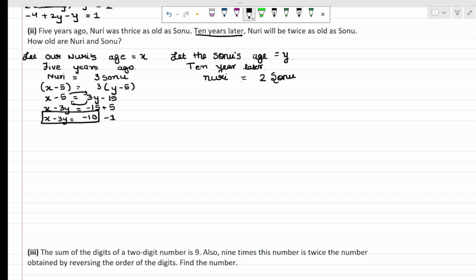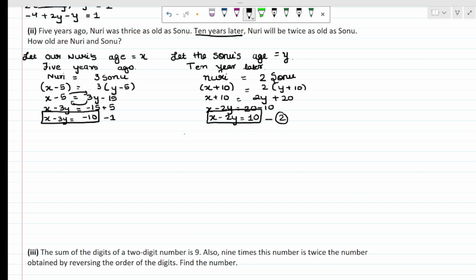So first of all, write your equation in words. Noori's age after 10 years will be x plus 10, as our Noori is x, and Sonu will be y plus 10. Easy. Now solve it. x plus 10 equals 2 times (y plus 10), that means 2y plus 20. So x minus 2y equals 20 minus 10, that means x minus 2y equals 10. This becomes my second equation, keep this in the box.